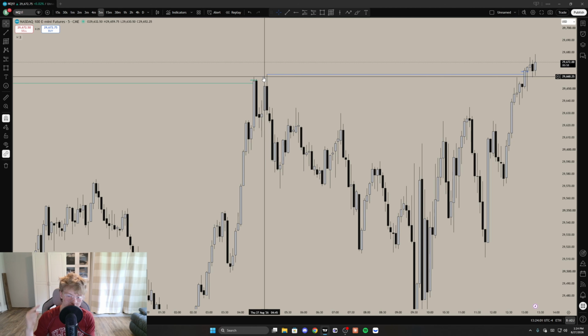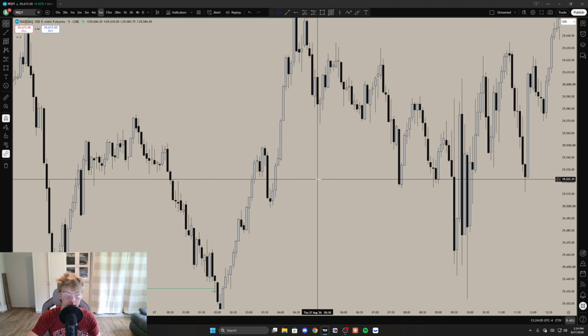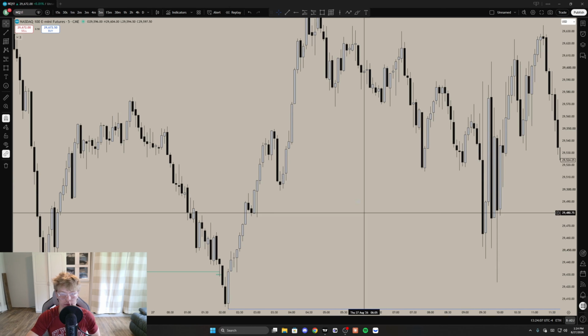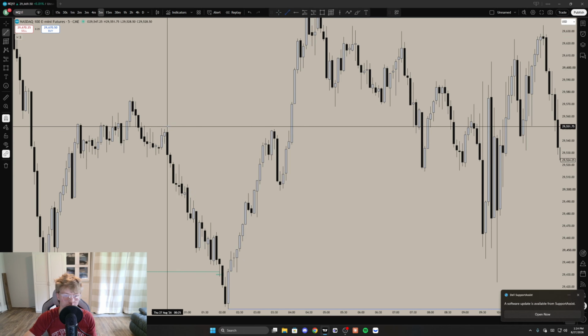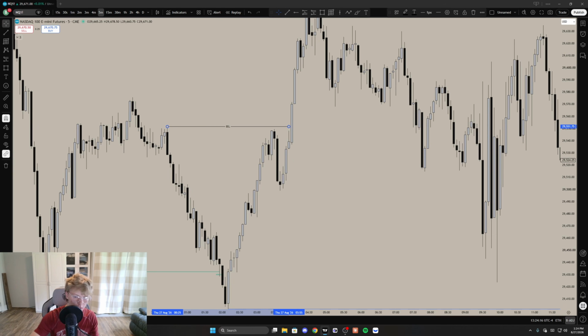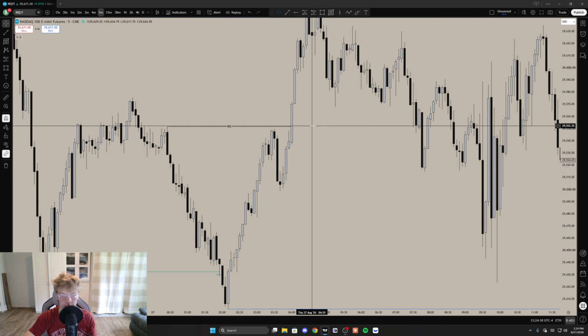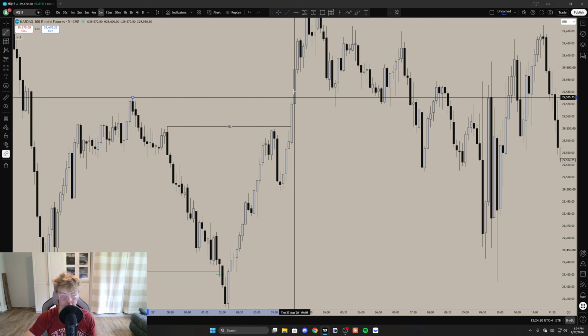So displacement, I'm going to give you all an A+ example here. Displacement after, we're going to use this down here actually, because we see displacement that's not actually showing this. So we have buy side liquidity, buy side liquidity.